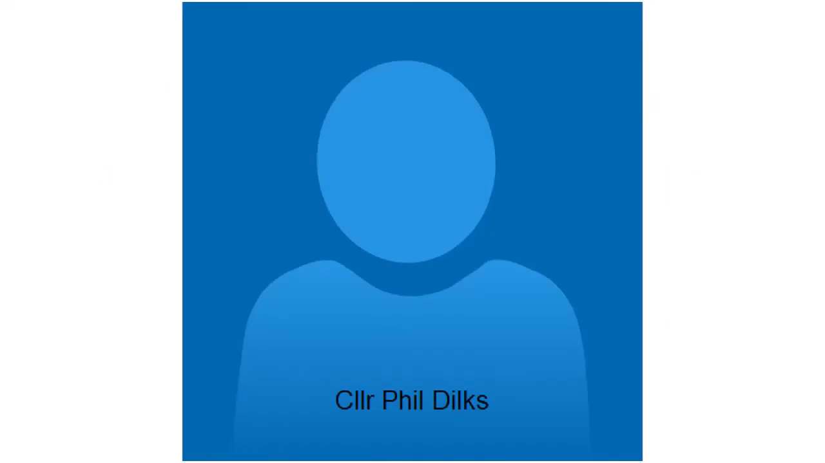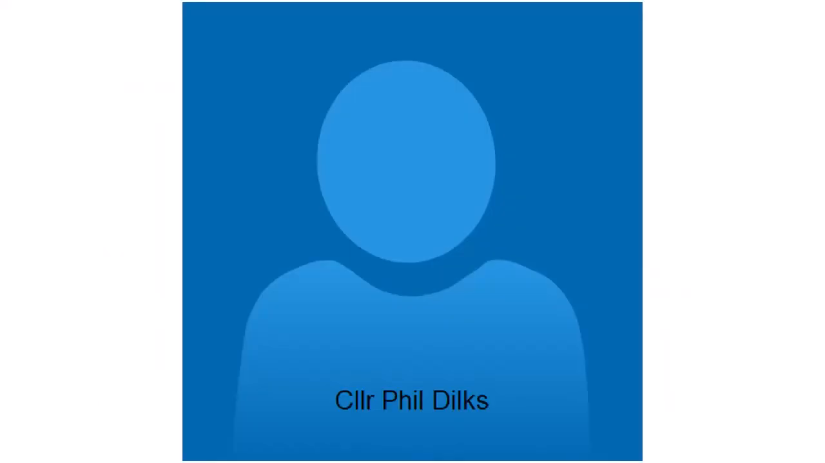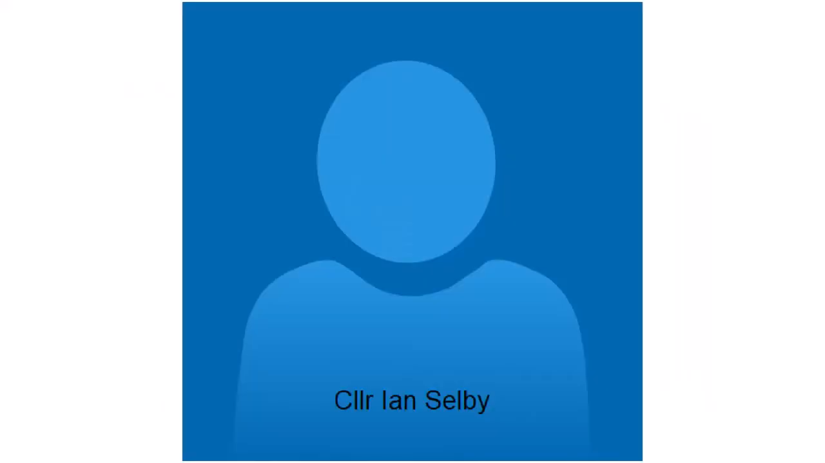Sorry, what was the first one there, Phil? DE1. Yep. EN1. Yep. And criteria B and D of SP4. Are members clear on the reasons we're giving for refusal there? As proposed, Mr. Chairman, I am, and I would be happy to include those in my proposal. Thank you, Phil. Have we a seconder, please? I'll second it, Mr. Chairman. Thank you, Ian. Can we move to a vote then, please? And the vote is for refusal.